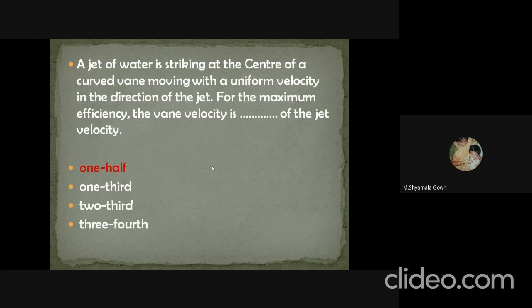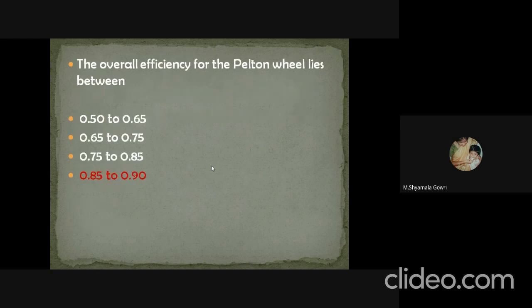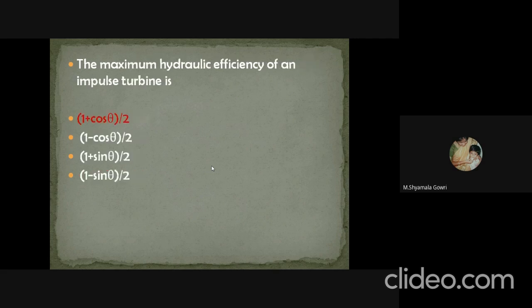A jet of water is striking at the center of the curved vane, moving with uniform velocity in the direction of the jet. For maximum efficiency, the vane velocity is dash of the jet velocity: 1/2. The overall efficiency of a Pelton wheel normally lies between 0.85 to 0.90. The maximum hydraulic efficiency of an impulse turbine is (1 plus cos theta) by 2.